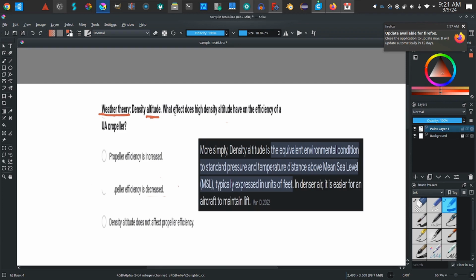What effect does high density altitude have on the efficiency of a UA propeller? Now, before I go over that definition, I'm just going to make a little sketch. Here's ground level. Look at it, rocky. That's ground. A lot of the questions on the test are common sense questions. Then here's me as a human being, my little stick figure. That's the human at ground level. Then I'm going to go up, because it's at high altitude.